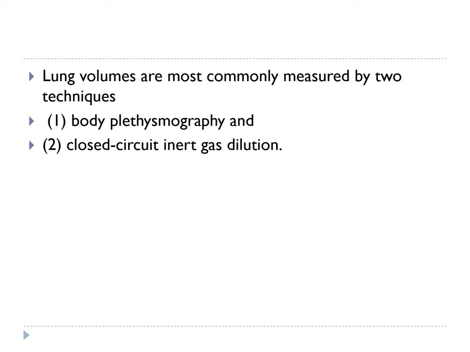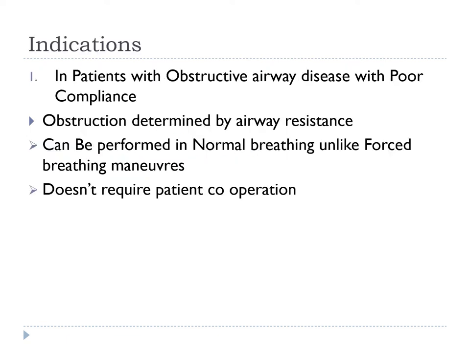Lung volumes are most commonly measured by two techniques. One is the body plethysmograph method, and the other is the closed circuit inert gas dilution method. The main indication for this test is in patients with obstructive airway disease with poor compliance. Obstruction is determined by the airway resistance. It can be performed in normal breathing, unlike the forced breathing maneuvers performed in spirometry, and it doesn't require patient cooperation.